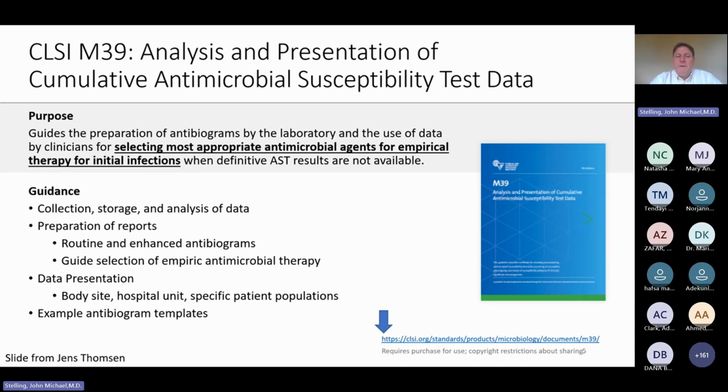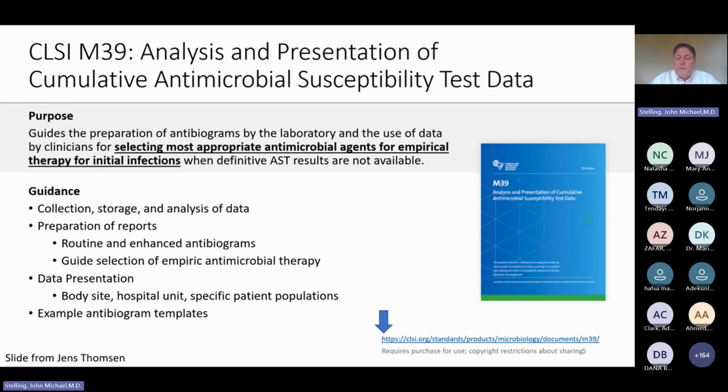There is another similar document called the VET-05, which is the same kind of document, but with the focus on analysis and presentation of data from the animal health sector. In both of these documents, they cover guidance on the collection, storage, and analysis of data, preparation of antibiogram reports, including both routine and enhanced antibiograms, and there's a specific primary objective of guiding selection for empiric antimicrobial therapy. We'll talk more about that later. There are issues about repeat isolates. Do you take the first isolate, the last isolate, average isolate? And there's not one correct answer, and it really depends on your objective.